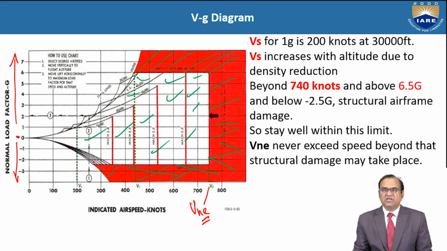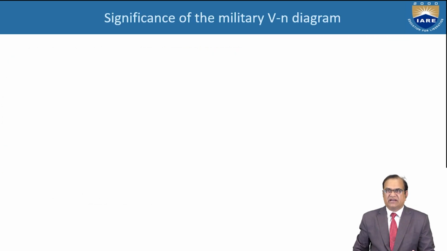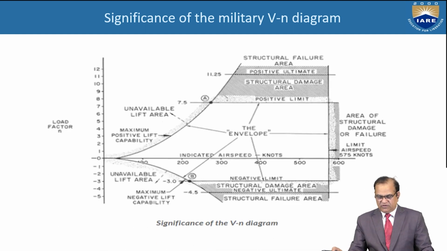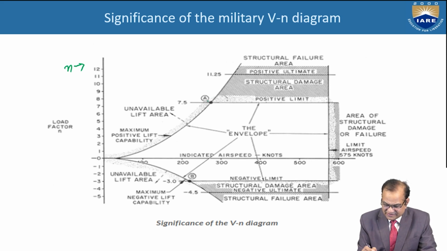So this is the depiction of the VG diagram. It is also equivalent to the VN diagram with some special modification as per the altitude of the aircraft. Now, the significance of the military VN diagram. If we take the military aircraft, what are the new things we have to see in this diagram? For the military aircraft, we have very high n, equal to 12 here. If you can see here, it is 7.5 and here is a -3.